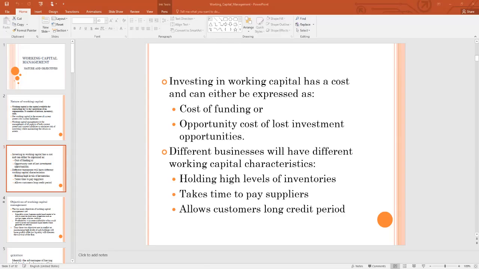Therefore, as a company, you have to consider what is going to be the cost of financing our working capital need. One way to look at it is, if you go to the bank, they're going to charge you interest. That is an actual cost to the company, because every month you pay interest.